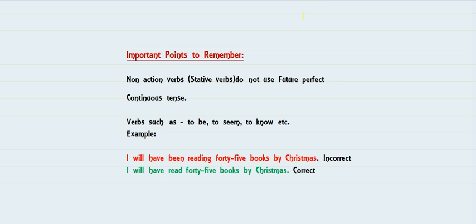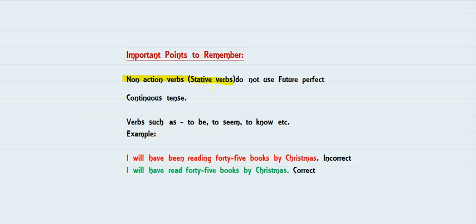Now, one most important thing to remember about this future perfect continuous tense is that in this tense you cannot use non-action verbs. Like I told you in one of the videos when we were doing the present tense, that what are stative verbs. Stative verbs do not use future perfect continuous tense. And I have explained the stative verbs in detail in that video. You can just go and watch that video in the playlist. And I told you at that time what are stative verbs.